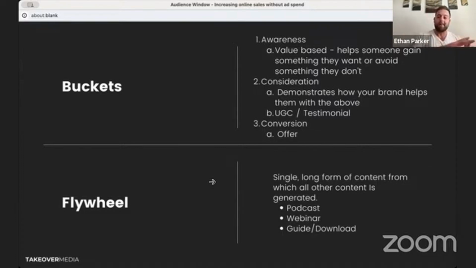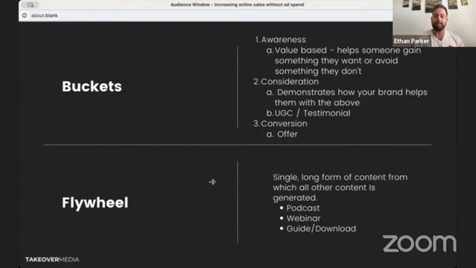So that could be something like a podcast you do weekly. That could be something like I was talking about, articles or guides or downloads, a digital asset. That could be a webinar. That could be a customer interview. That could be whatever you want it to be, but something you commit to on some sort of regular basis, monthly, biweekly, weekly, to produce some long format piece of content.